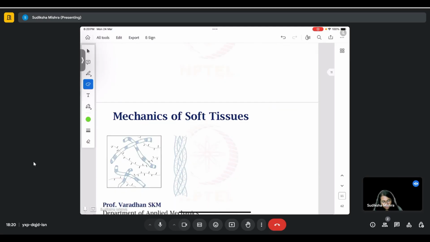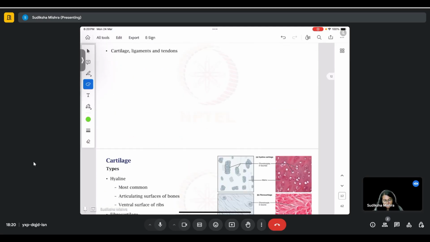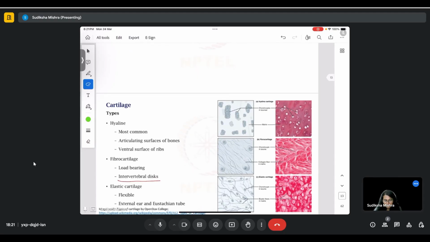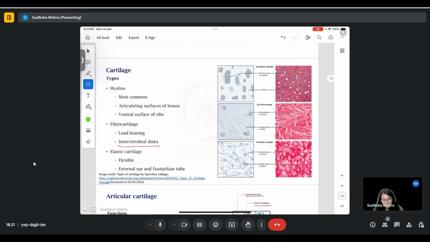Okay, we looked at tissue constituents. Let's look at where these are present. For our purposes, we will be looking at cartilage, ligament, tendons. These are present in other places as well, as we saw. Cartilage are of various types. The first type is hyaline, which is the most common one.